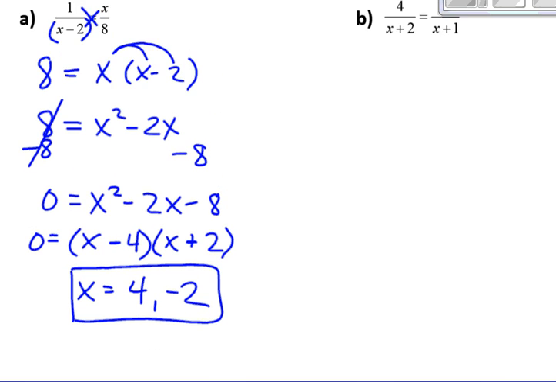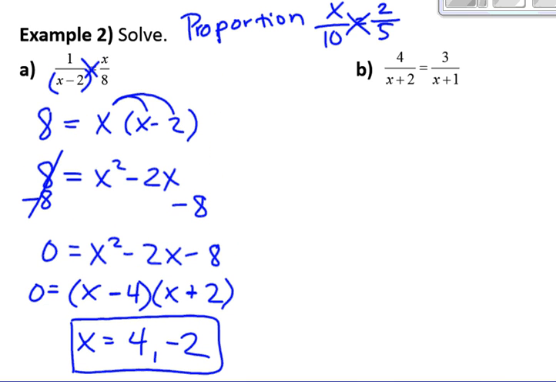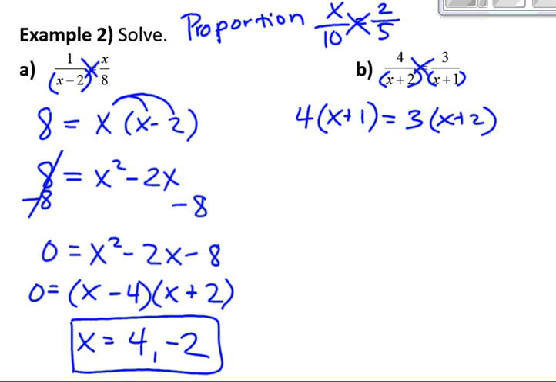Okay, so now let's try example 2b. Again, I have just a proportion, so no adding or subtracting rationals. So I can cross multiply. Again, think of this x plus 1 and this x plus 2 in parentheses. So we'll have 4 times x plus 1 equaling 3 times x plus 2. Then when I distribute, you get 4x plus 4 equals 3x plus 6.